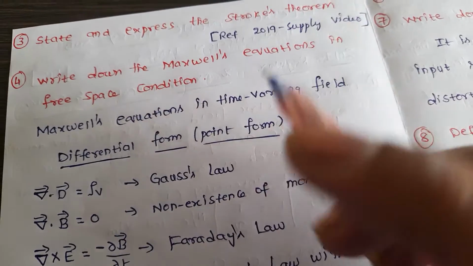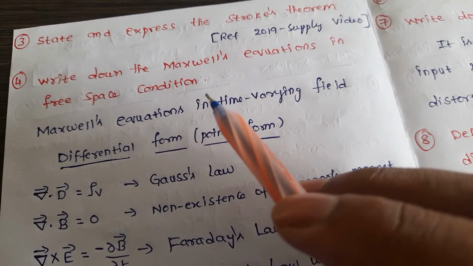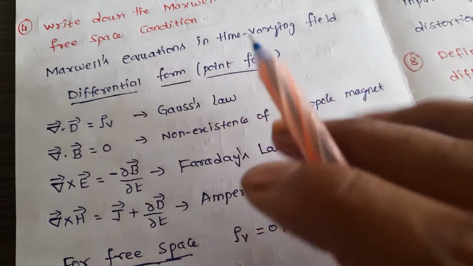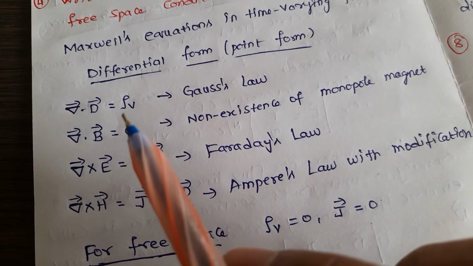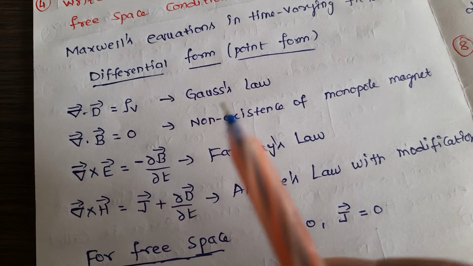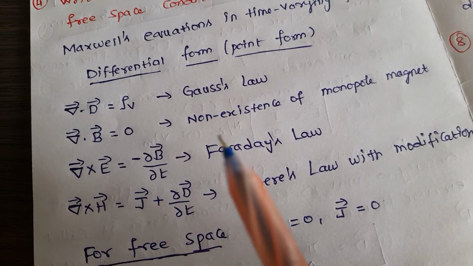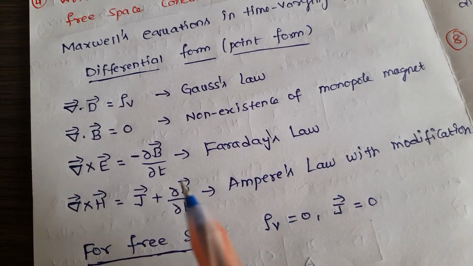Then coming back to the fourth question, write down the Maxwell's equation in free space condition. First of all, I am going to write the Maxwell's equation in point form in time varying field. The divergence of electric flux density is equal to volume charge distribution, from Gauss's law. Then the divergence of magnetic flux density is equal to 0. It is because of the non-existence of monopole magnet.